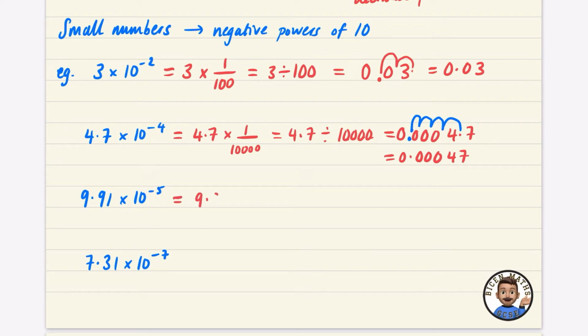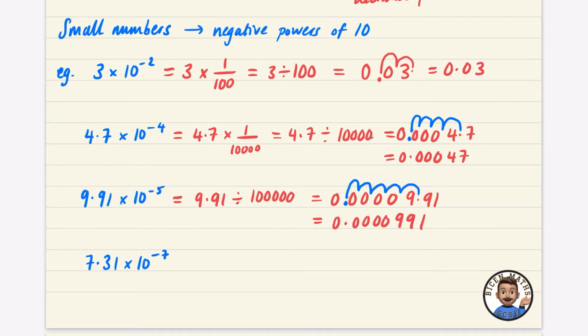Okay, let's see if we can go this one straight away. This is actually going to be 9.91 divided by 1, 2, 3, 4, 5 zeros, 100,000. So it's going to be 9.91. We're going to take that decimal point and we're going to move it 1, 2, 3, 4, 5 spaces. So it is 0.0000991. Let's write that out. 0.0000991.